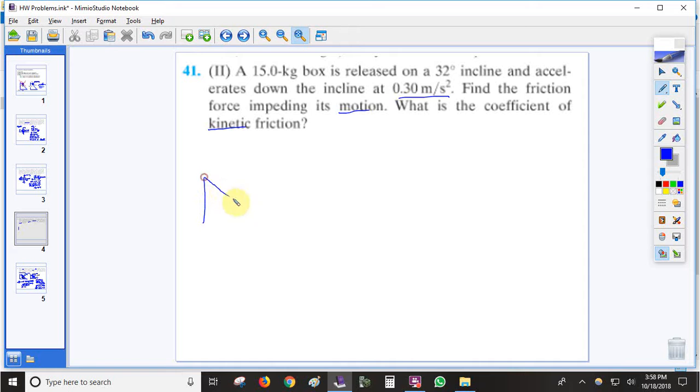Step one, we're going to draw a free body diagram. We have our ramp here. It's at 32 degrees. On this ramp we have our box. We have mg acting down, we have our friction force acting back, and we have our normal force acting up.